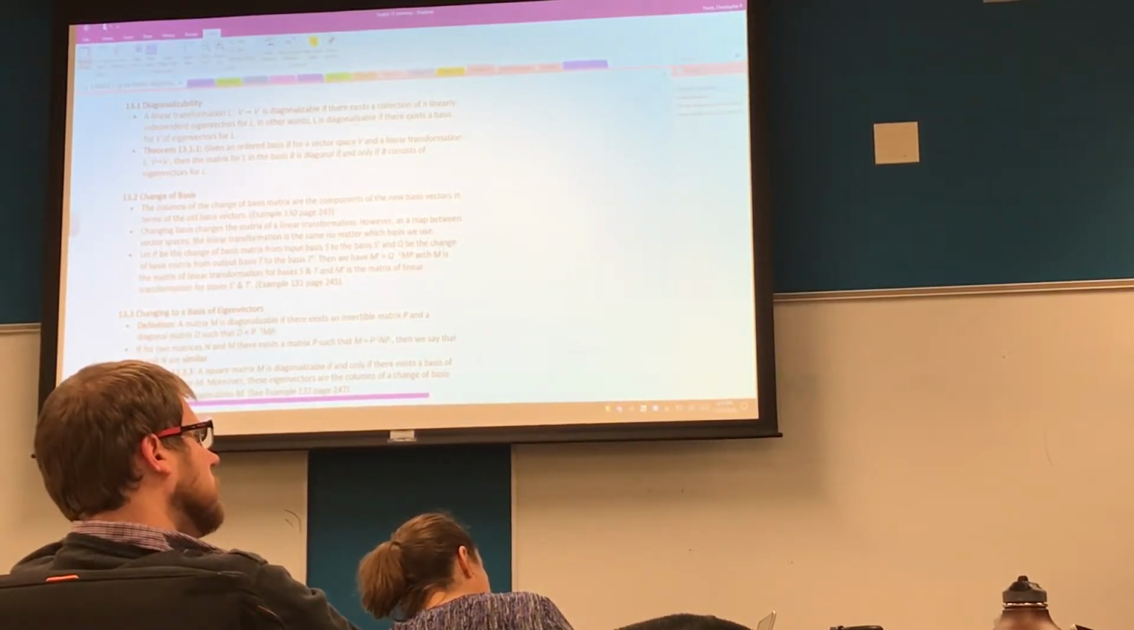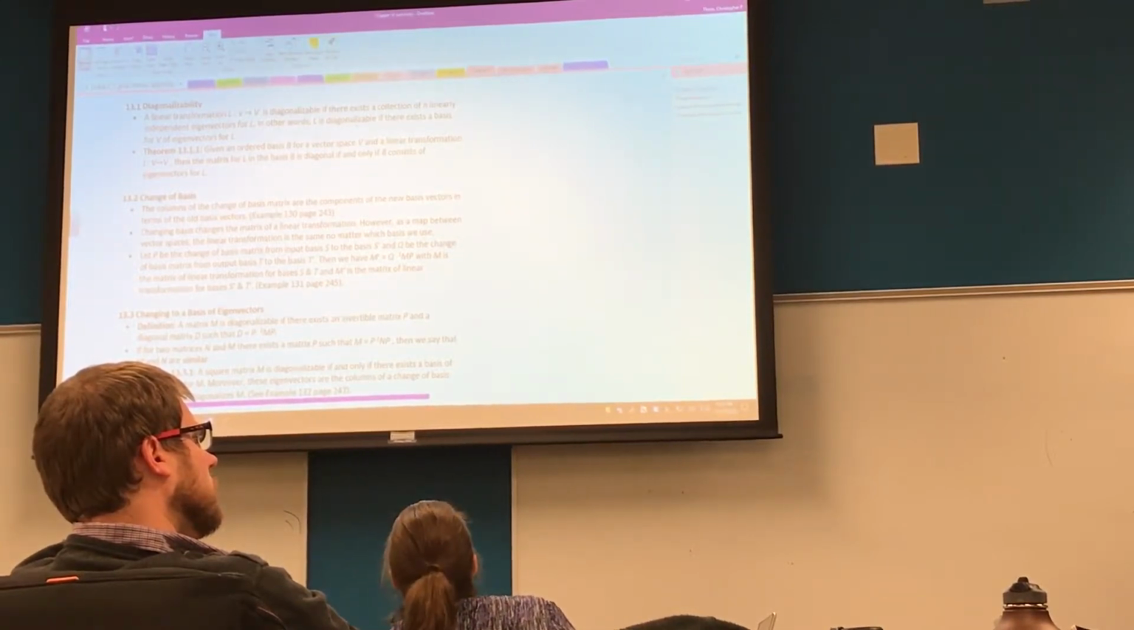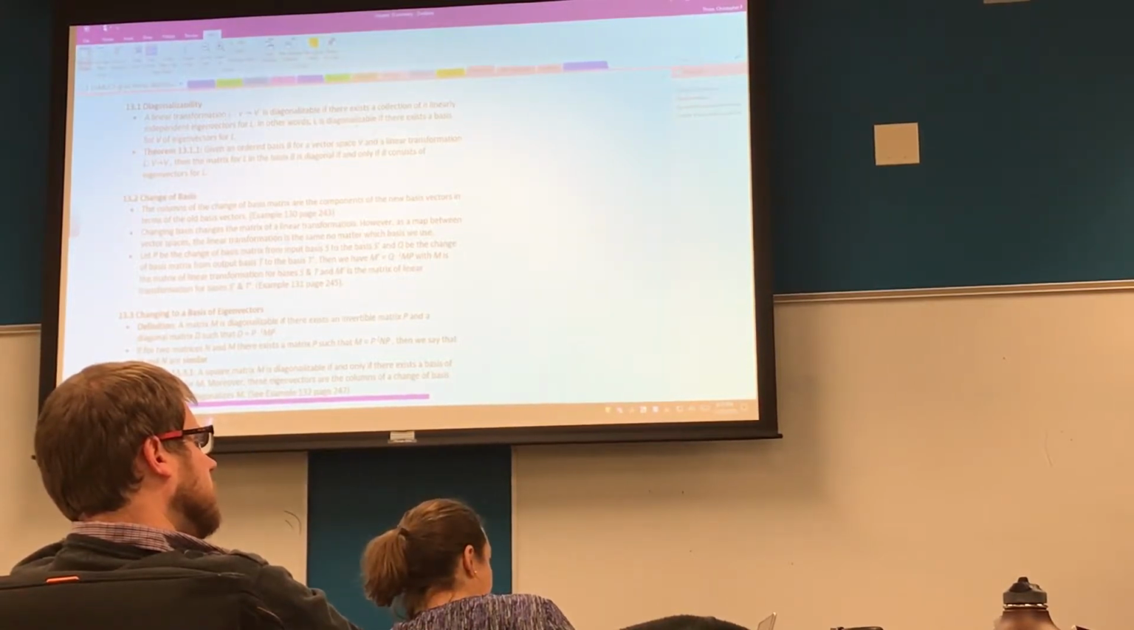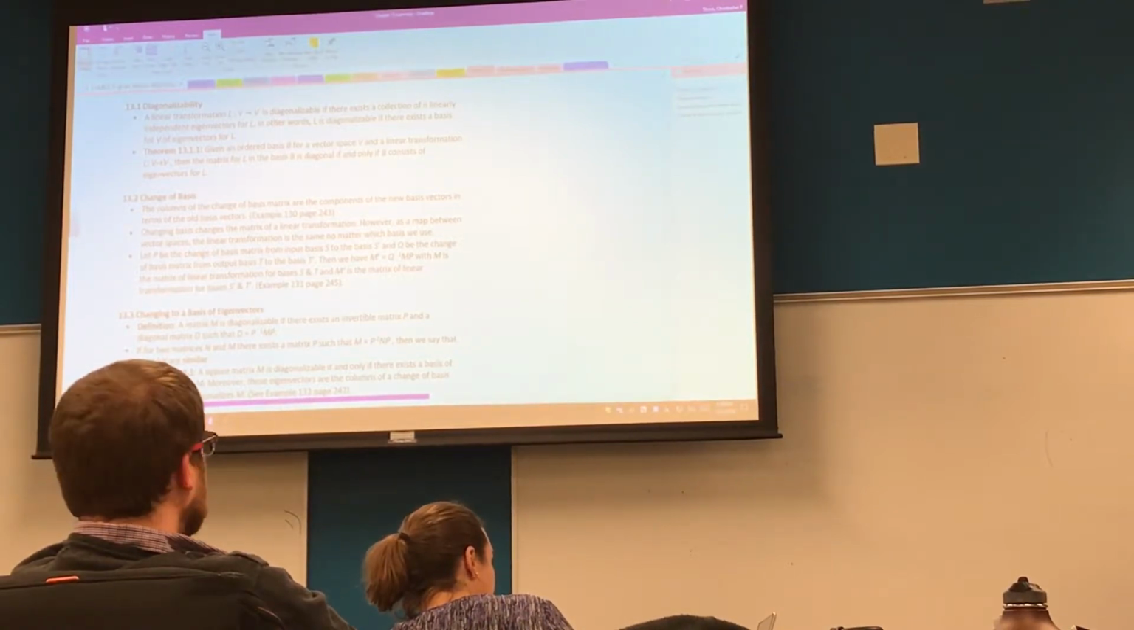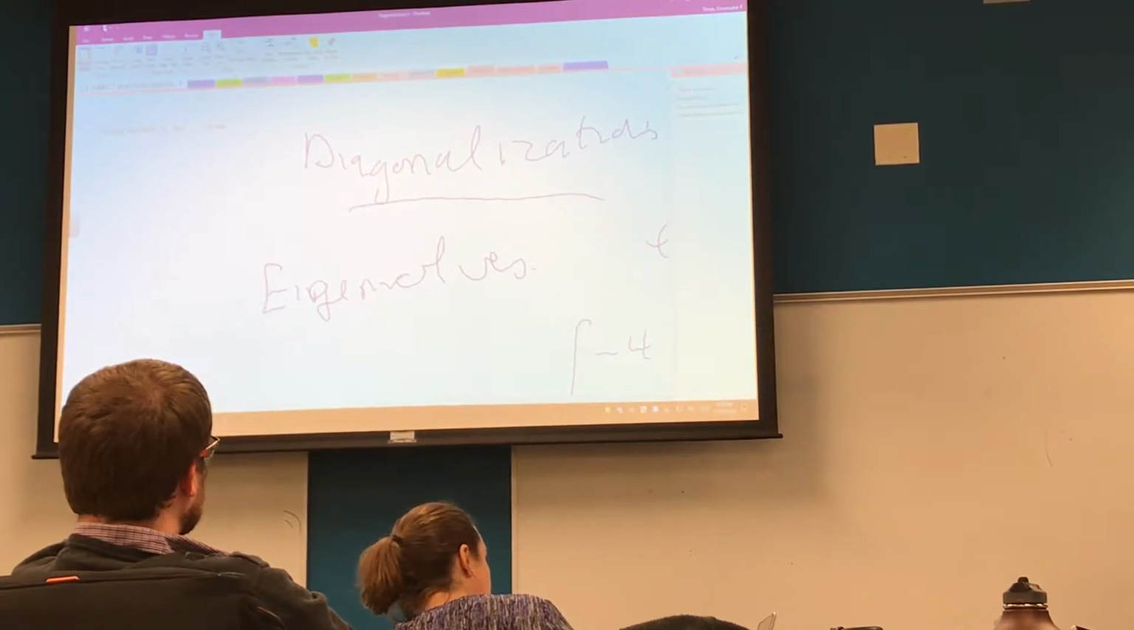What does change of basis mean? What does diagonalizability mean in terms of change of basis? And then what's a general change of basis due to a general linear transformation? And I really like these pictures. And I hope that you can relate to these. All right, I changed this one.